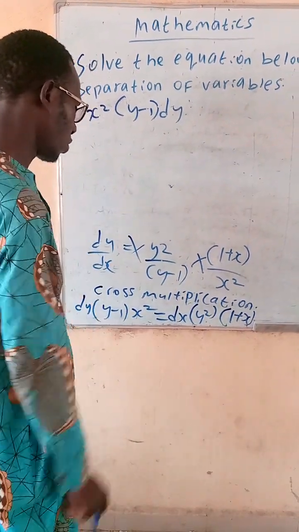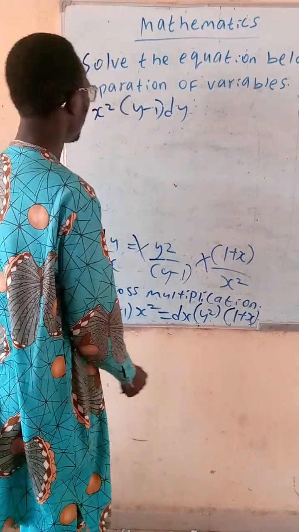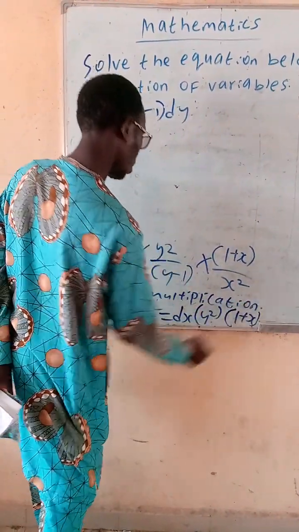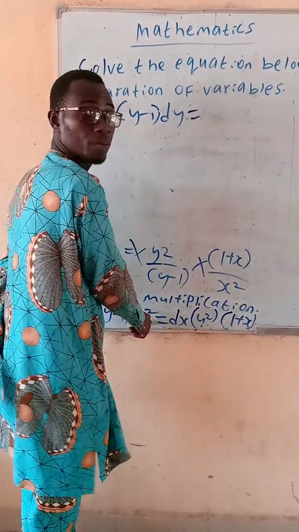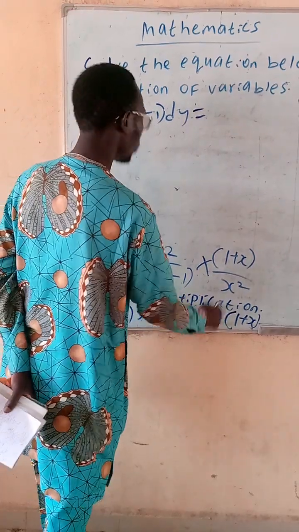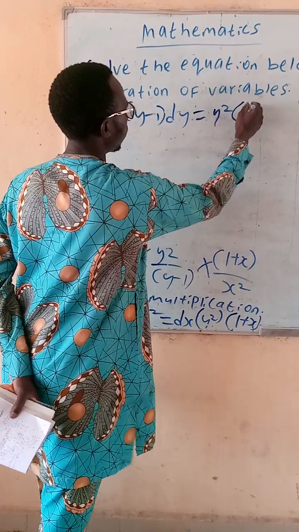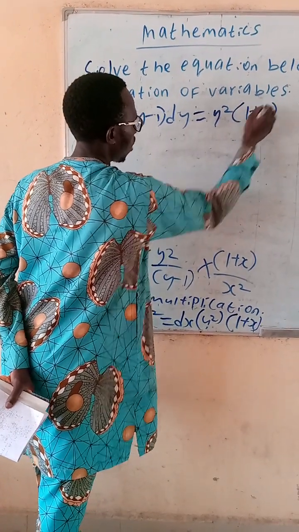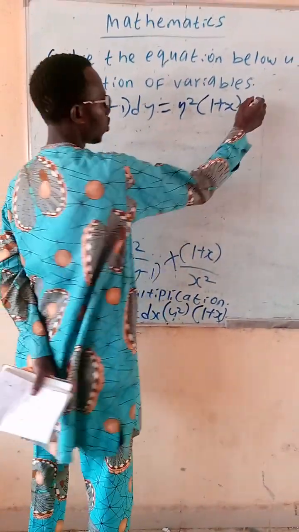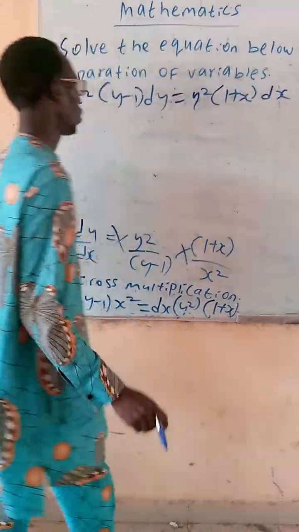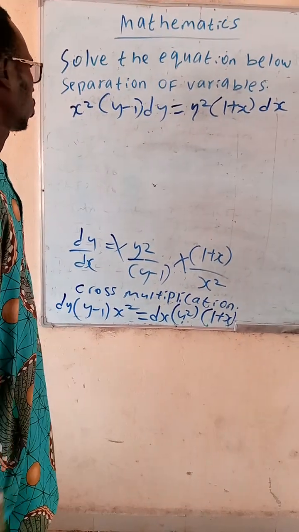Next, I'll also bring the x to this side. So we have y squared equals, on the equals side, y squared times 1 plus x, dx. Have you seen that? Then I'll bring the x at the back to this side. So this is the step; we have reached this point.